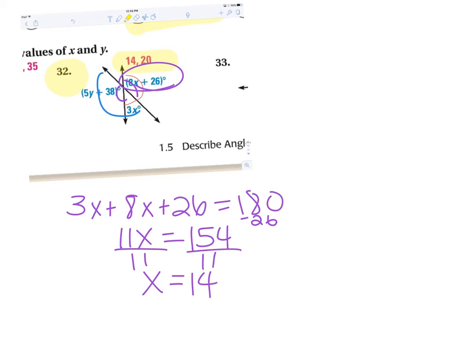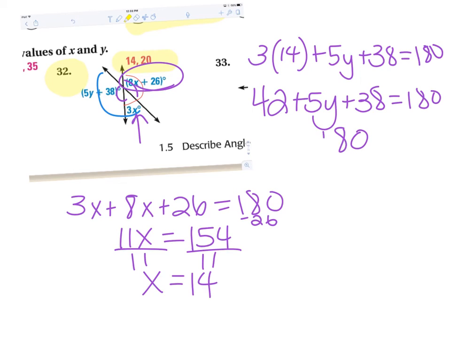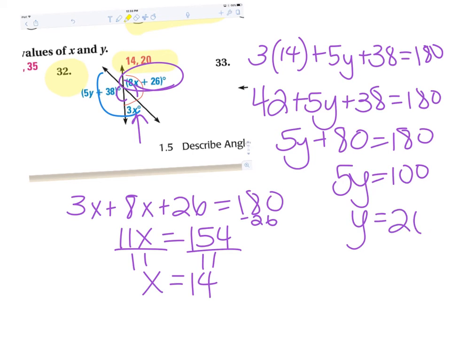Once I know that, I can either plug it in here and use the vertical angles, set them equal to each other, or I can plug that in here, so 3 times 14 plus 5y plus 38 would equal 180. So 42 plus 5y plus 38 would equal 180. 80. Subtract that 80. And divide by 5. Again, I could have plugged the 14 in here. I could have said 8 times 14 plus 26 equals 5y plus 38 and solved it that way.